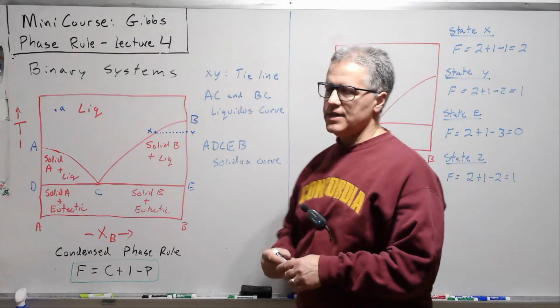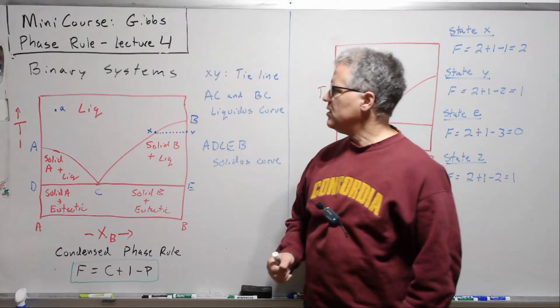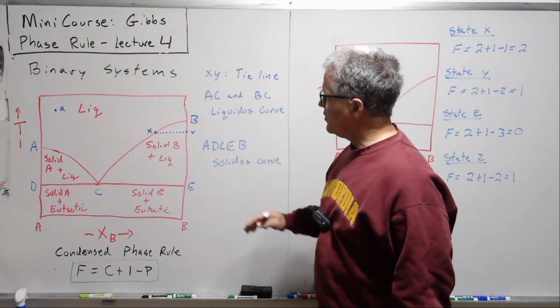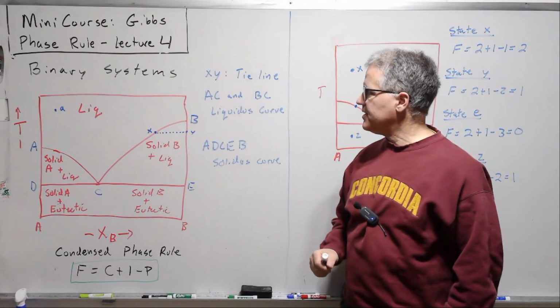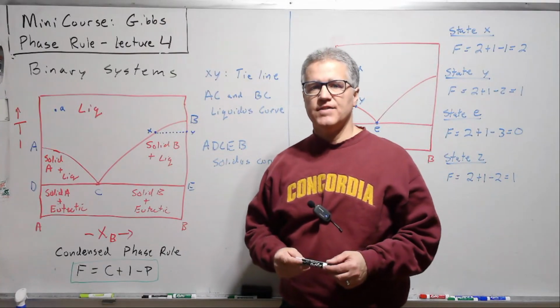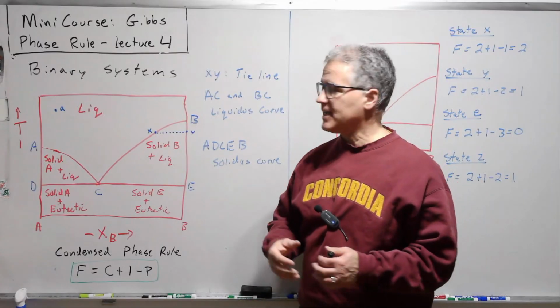This is lecture 4 in the mini course on the Gibbs Phase Rule. And we're going to look now at the Gibbs Phase Rule in the context of binary systems. And we're going to investigate the concept of eutectic.